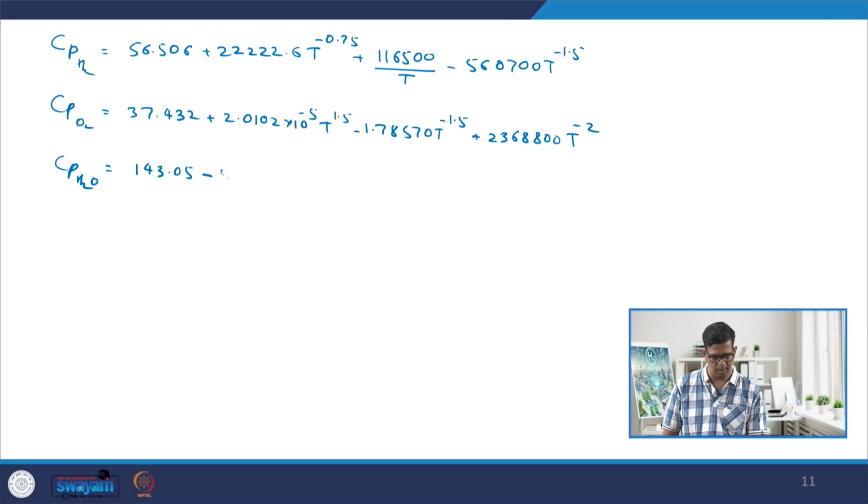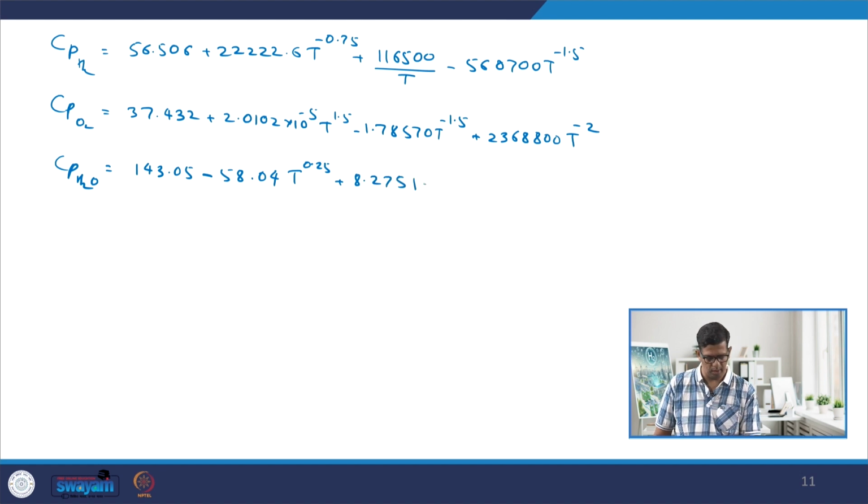And Cp of water is 143.05 minus 58.004 times T to the power 0.25 plus 8.2751 times T to the power half minus 0.03698 times T, right. So, we have written these equations as we have discussed this before as well.